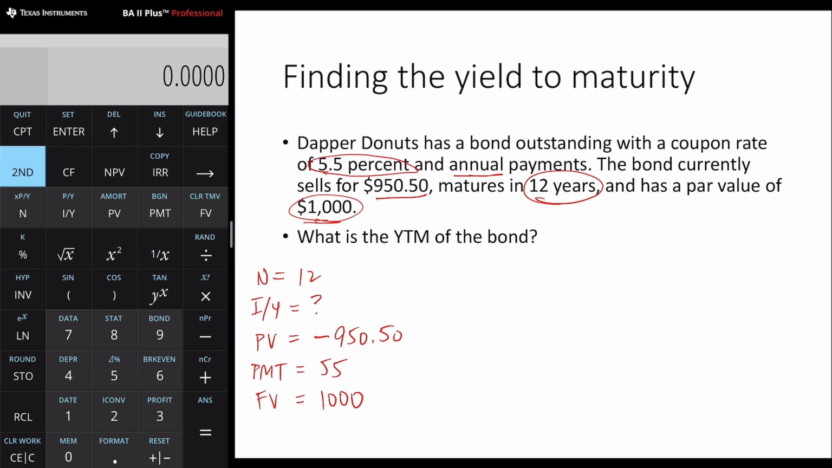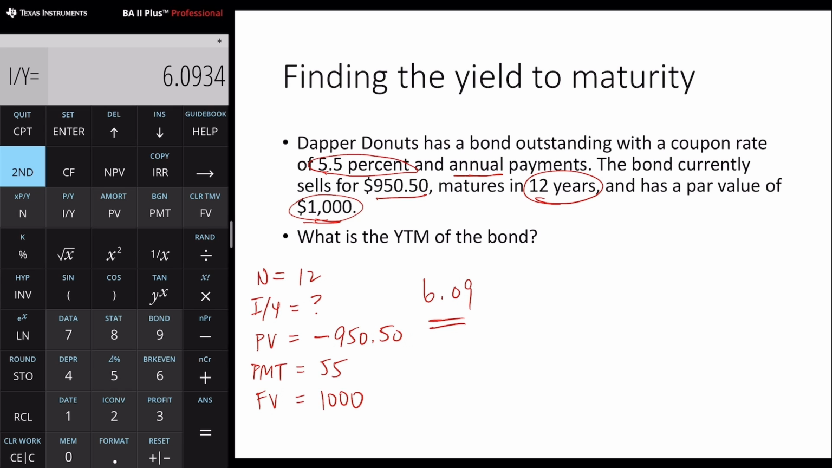All right, so now I can solve the problem. 12 is going to be my N, 950 and 50 cents negative is going to be my present value. 55 is the payment, and 1,000 is the future value. Compute I over Y, 6.09.